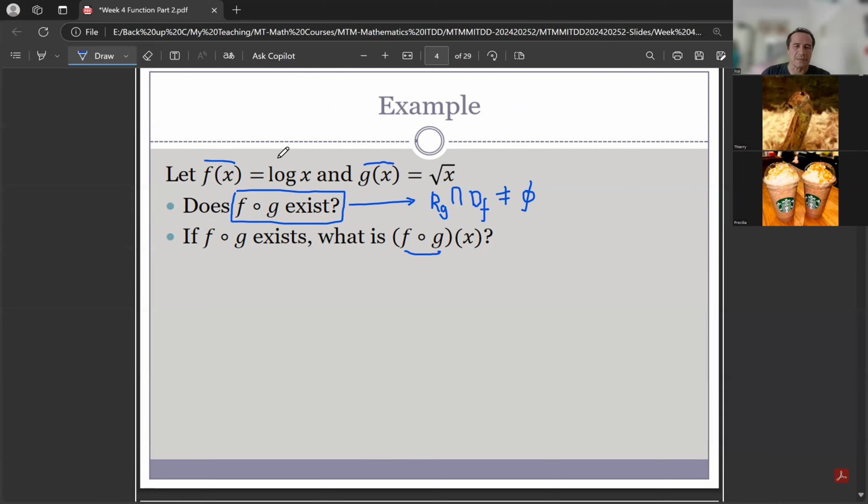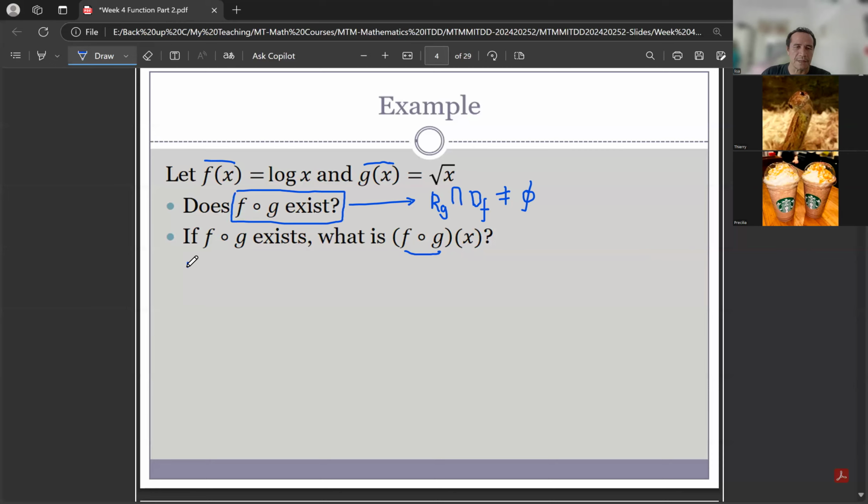f(x) is a logarithmic function, and g(x) is a square root function, so we must find Rg. As I told you before, to know the range and the domain, we can use the graph to determine the range and the domain of a function.